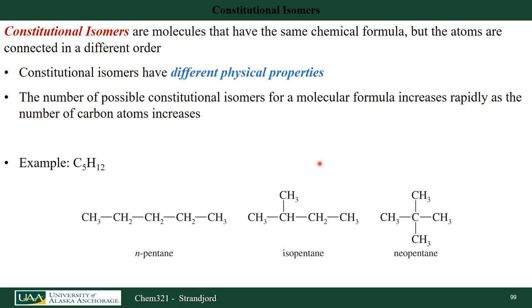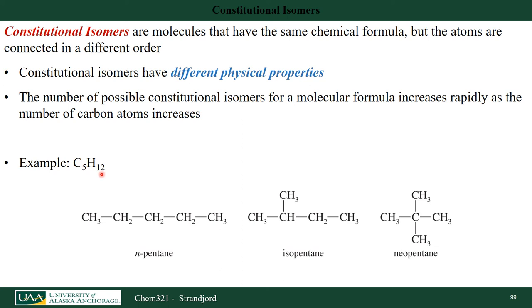Let's look at a few constitutional isomers. Molecules that have the same chemical formula, but the atoms are connected in a different order, are called constitutional isomers, and these have different physical properties. If I look at n-pentane, all my carbons are organized in a linear fashion. I have 5 carbons and 12 hydrogens.